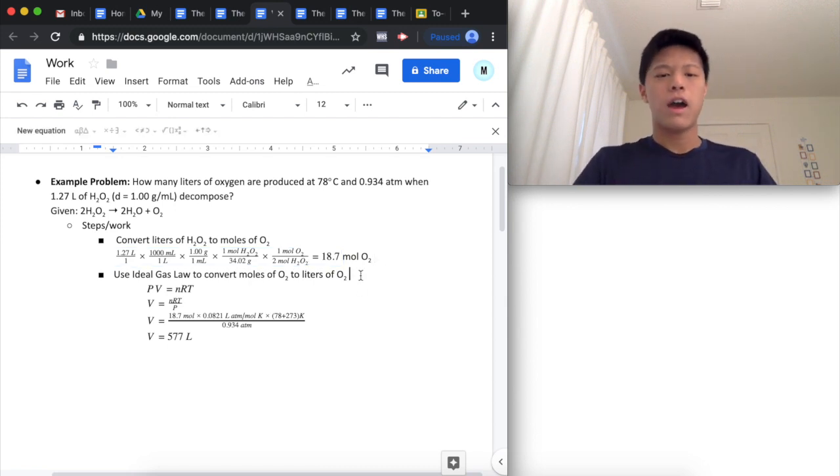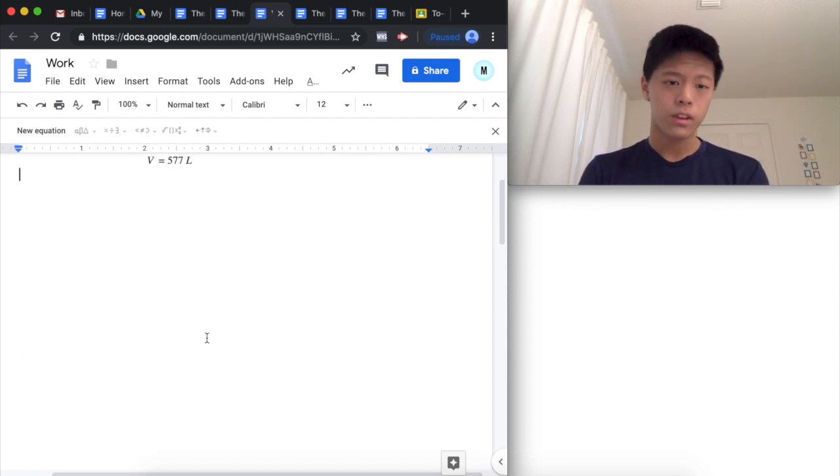So now that you have your number of moles, you can use PV equals nRT to find the number of liters. So you'd solve for volume here using PV equals nRT, substitute in the values, and then you would get 577 liters as your final answer.